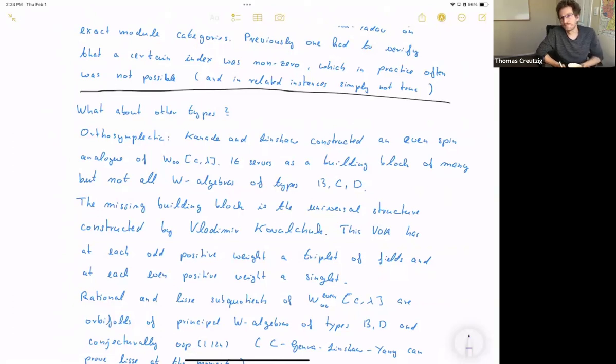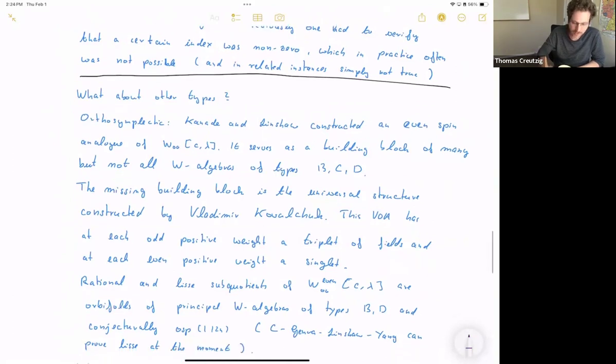Now you can ask the same question for other types, and what comes after A? There comes B, C, D, right? And there again, one has a nice universal structure. It has been constructed by Shashank and Andy. And very much what I said above for type A also holds for this orthosymplectic type. This algebra is called even spin W-infinity, because in that case its generators are only of even conformal weight.